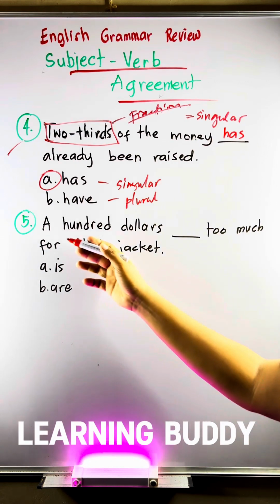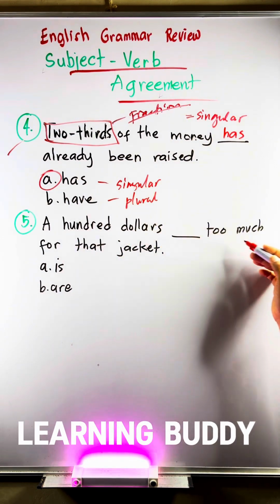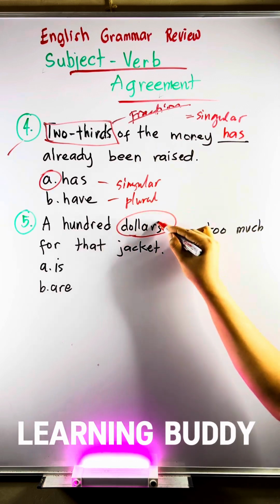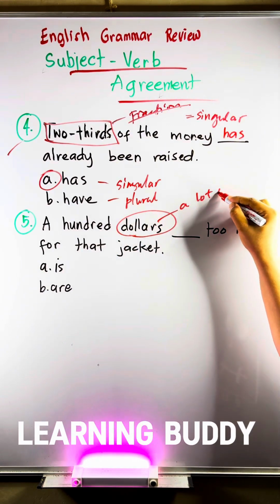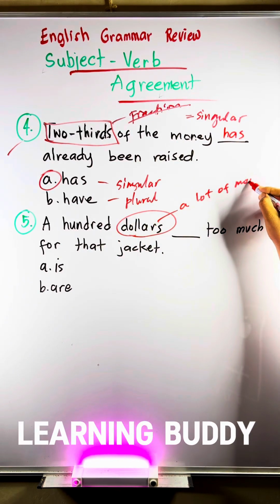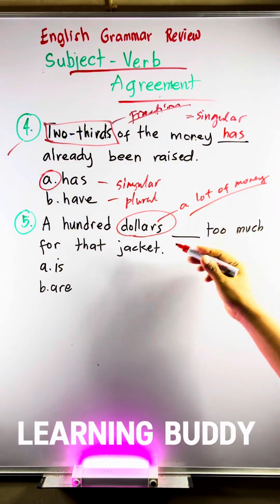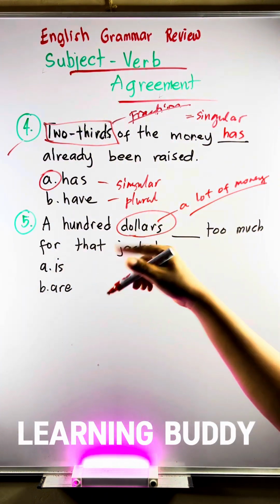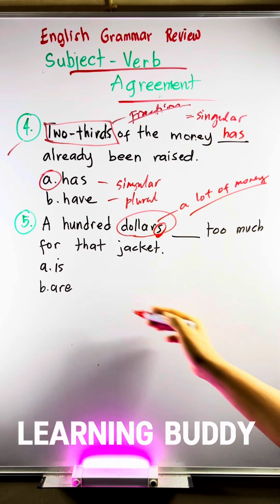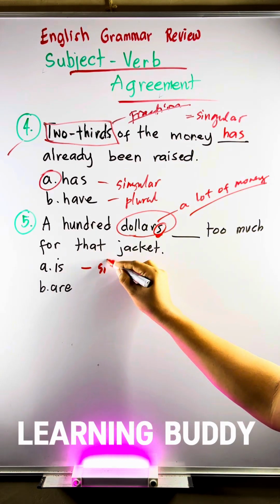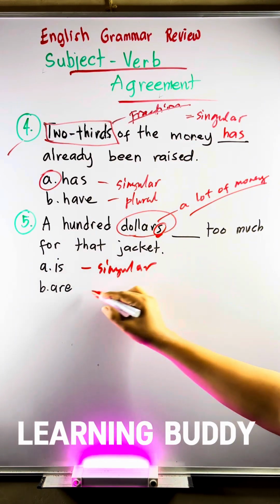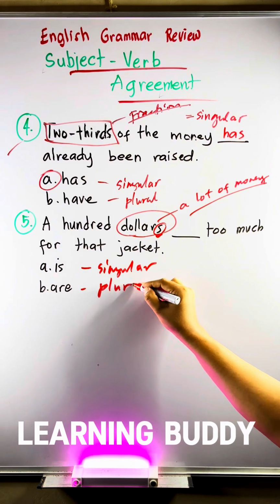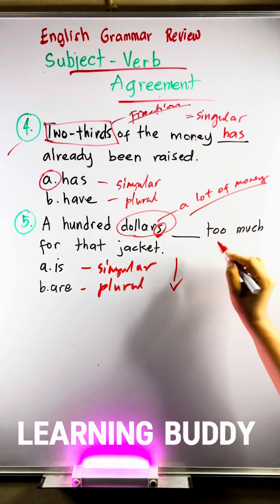Number 5, $100 blank too much for the jacket. The word dollars is plural in form. That is obvious. That may be a lot of money. However, the rule says that amounts such as money are always or usually treated as singular in subject and verb agreement. What's going to be the answer? Is it is or are?